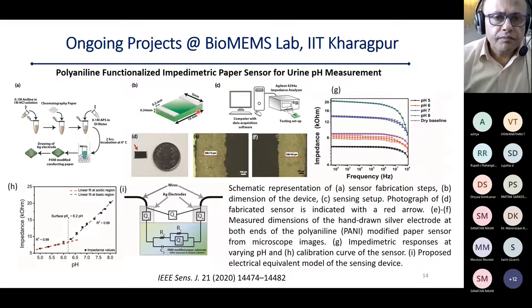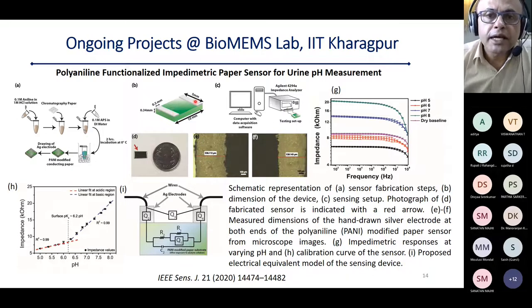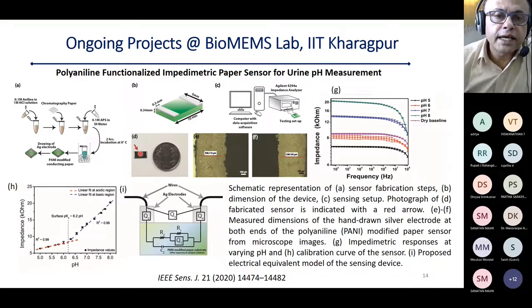Now, after putting this, the two electrodes will be fabricated on the two sides of the paper, and this is just a schematic I have shown you. This is the picture of the entire device, where you can see it's a very small size compared to a coin. The entire chromatographic paper is soaked with polyaniline, and at the two sides, two electrodes have been fabricated. We'll take the connection of these two electrodes, and then you have to connect with an embedded system.